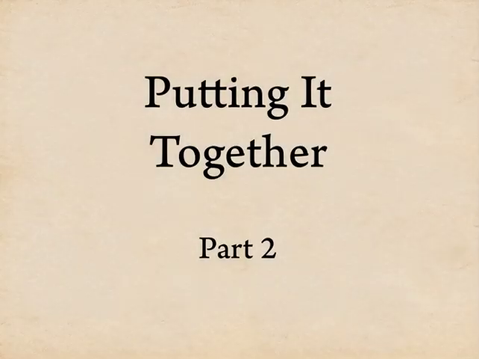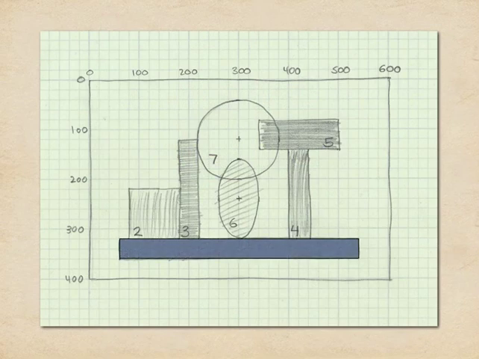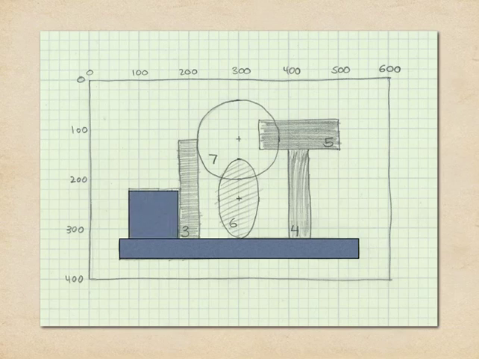In part 1, we started to assemble a program to draw an image. Here's the sketch we've been working from, and here's box 1, which we've already taken care of. Now, it's time to work out how to draw box number 2. There it is. And once again, we just sort of read off the numbers.